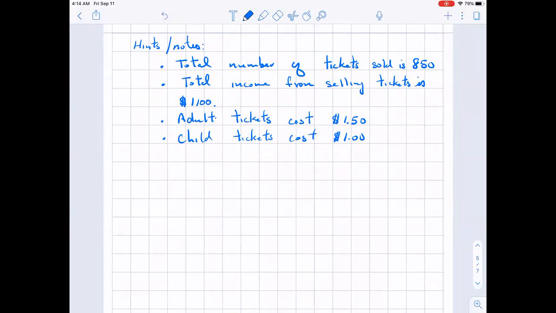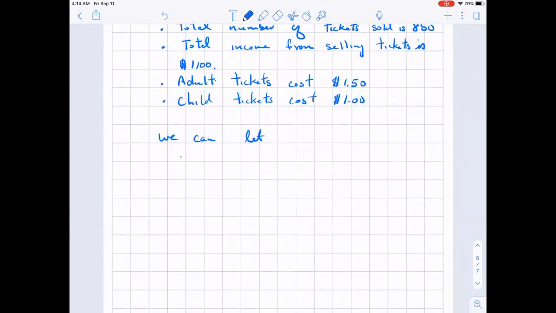So what we can do now is assign letters. We can let A represent the number of adult tickets, and let C represent the number of child tickets.